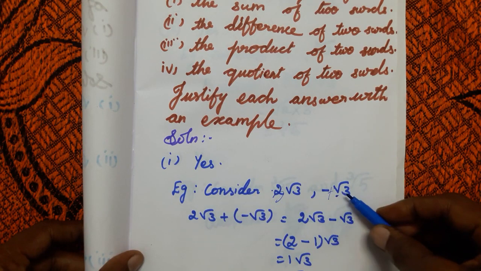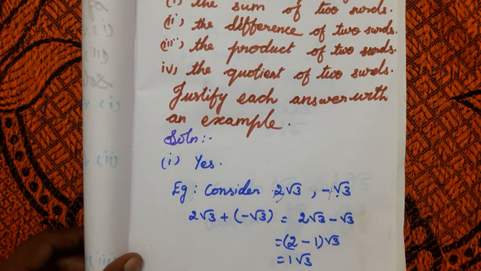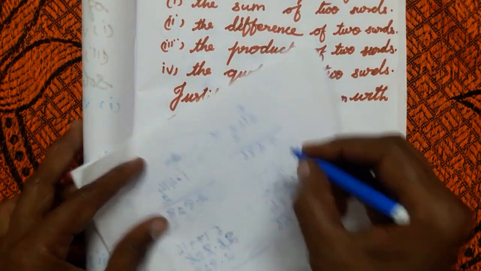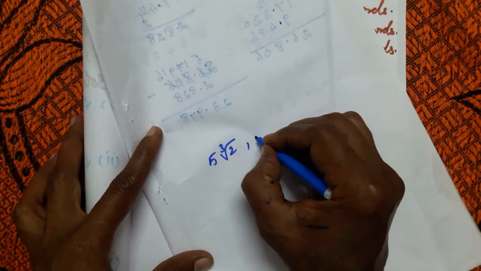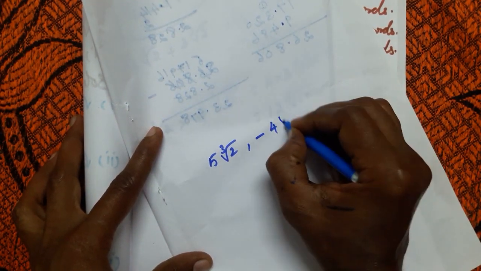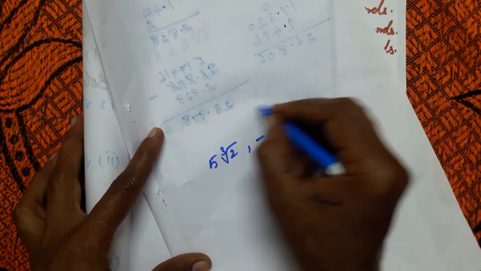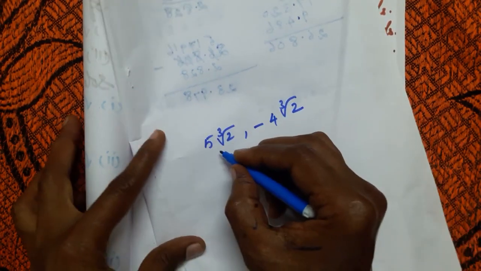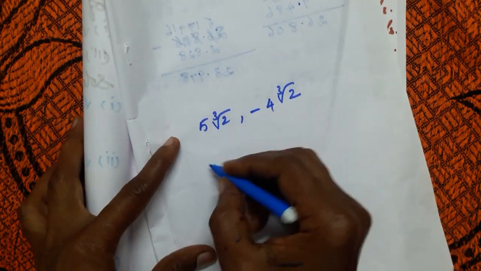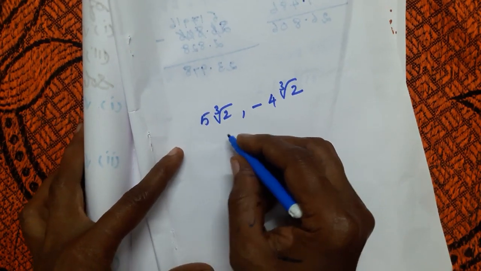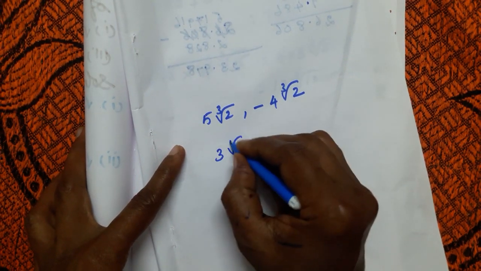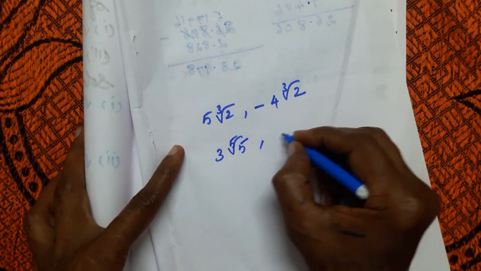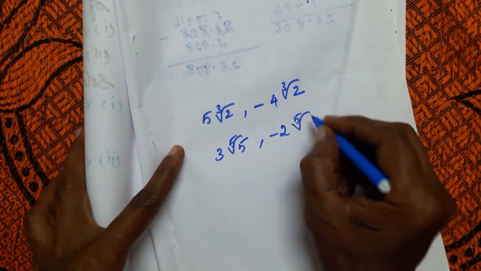Consider 2 root 3, minus root 3. You can give another example also. Can you say one more example? Yes, 5 into cube root of 2, minus 4 into cube root of 2. When we find the sum, it is a pure surd. Can you give another example? Yes. 3 fifth root of 5, minus 2 fifth root of 5.